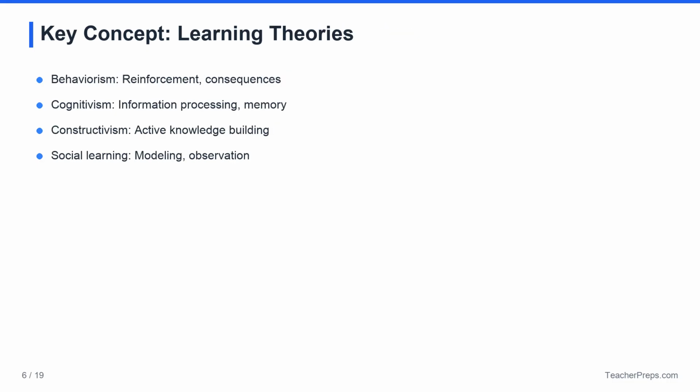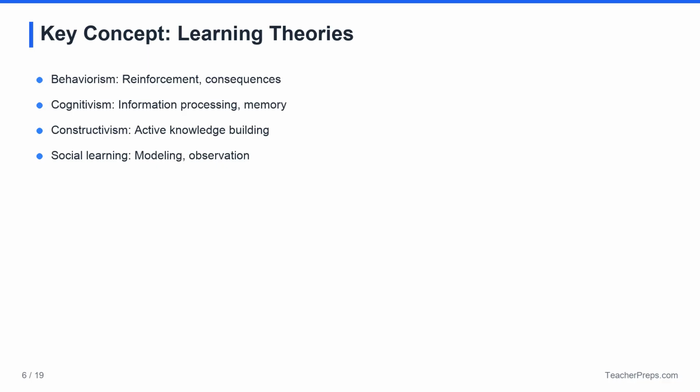You'll also need to understand major learning theories. Behaviorism focuses on reinforcement and consequences. Positive reinforcement strengthens desired behaviors. Cognitivism views learning as information processing. Students encode, store, and retrieve information. Working memory is limited, so chunk information.